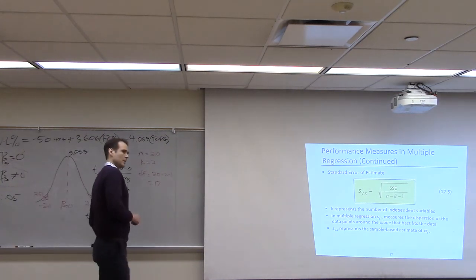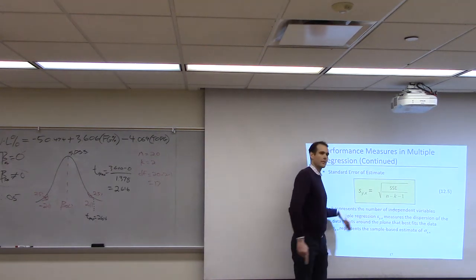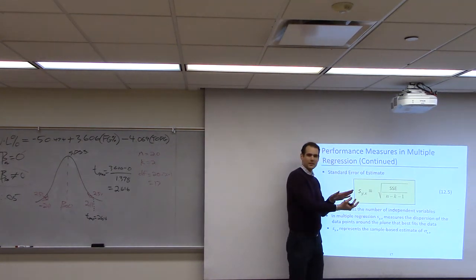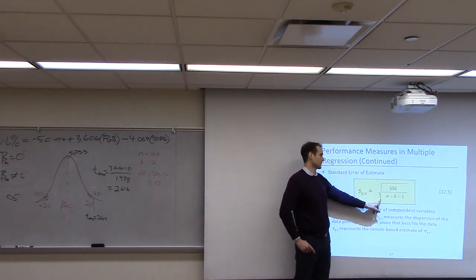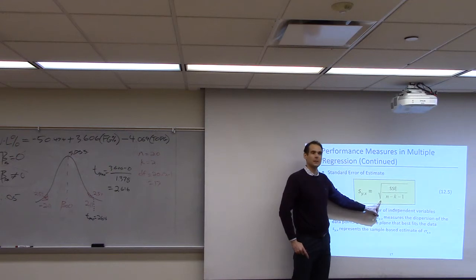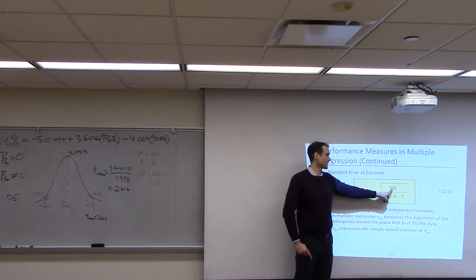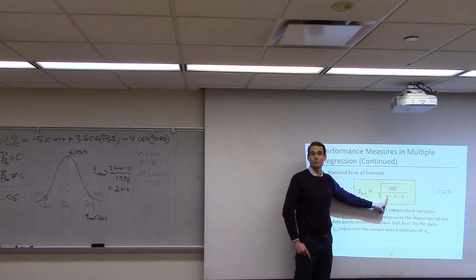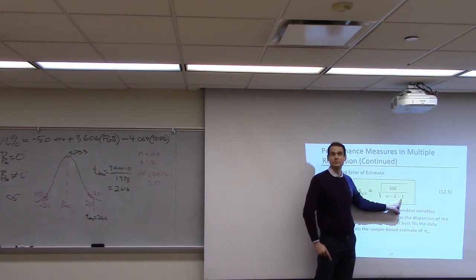Standard error of the estimates. This is still the average distance of each data point from the line of best fit or plane of best fit. Same definition, and it is calculated exactly the same way as we calculated it last week. Last week, we took the sum of squares error divided by n minus 2. This week, we're going to take the sum of squares error divided by n minus k minus 1. k is the number of independent variables.